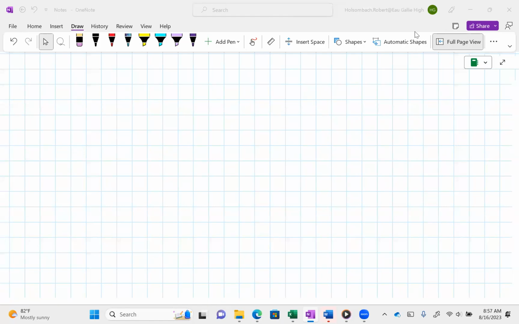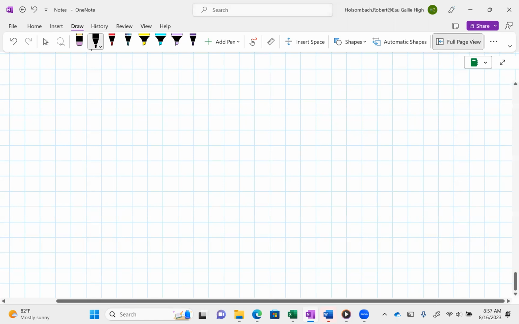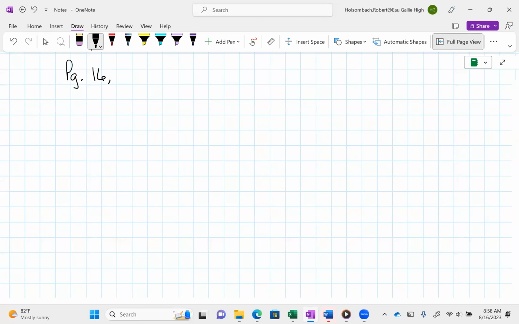All right, so as I said, we are on page 16 today. We're looking at example 5. And we're going to write and solve equations to find measurements.